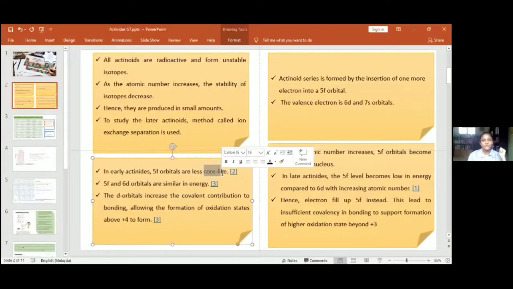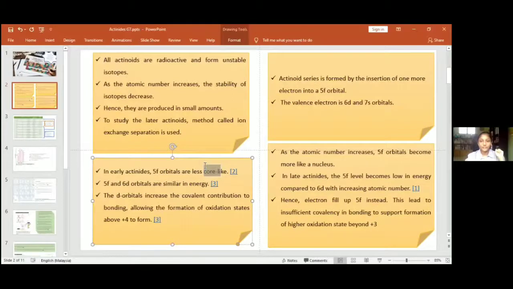So when there's a radial node, they'll be more penetrating. When these 5f orbitals are more penetrating, they'll provide a better shield from the nuclear charge. So 5f orbitals and also 6d orbitals are similar in energy. That's why these d orbitals can contribute to covalent character, and that's why you can form an oxidation state of above +4. But as your atomic number increases across the series, your radius will decrease.